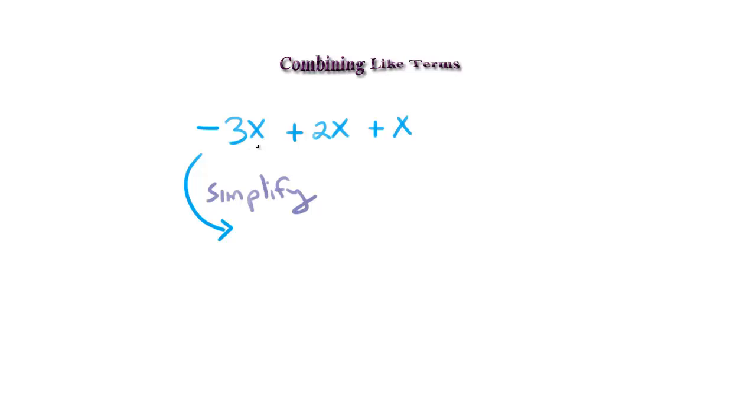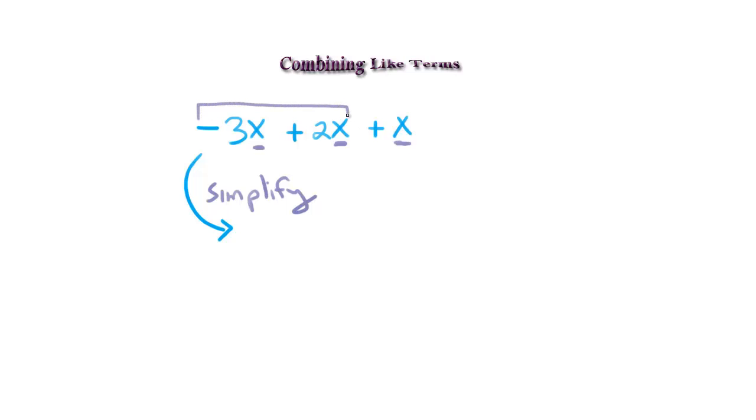So since this is an x term, this is also an x term, and this is also an x, we can combine them, right? It's negative 3 plus 2 plus the 1, right? There's a 1 here, even though it's not written, there's a 1 there. So negative 3 plus 2 is negative 1, right, from left to right.